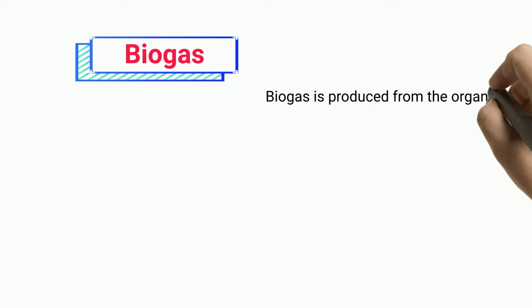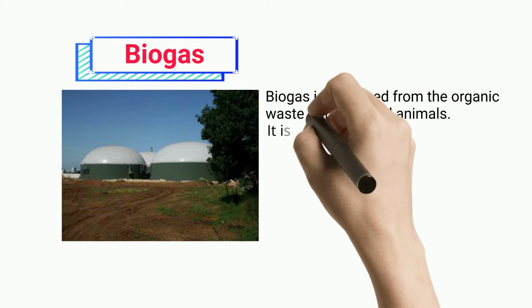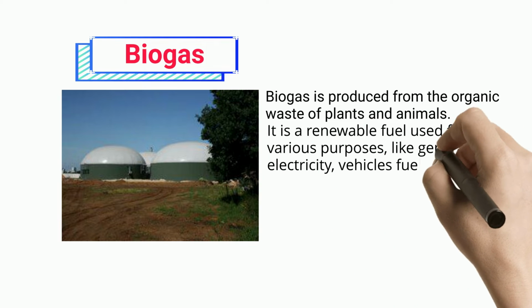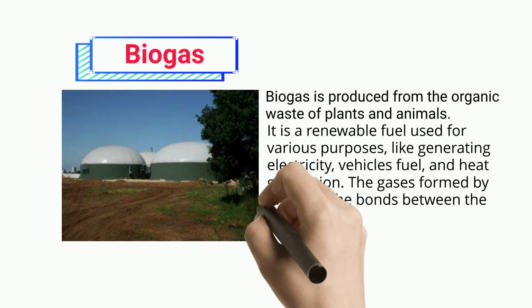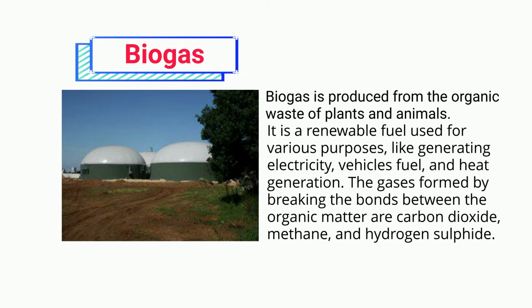Biogas. Biogas is produced from the organic waste of plants and animals. It is a renewable fuel used for various purposes, like generating electricity, vehicle fuel, and heat generation. The gases formed by breaking the bonds between the organic matter are carbon dioxide, methane, and hydrogen sulfide.